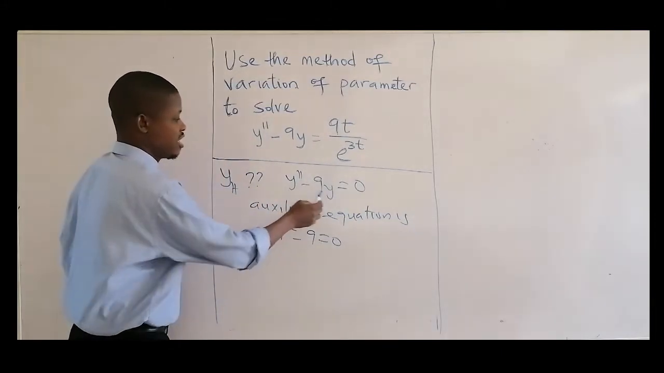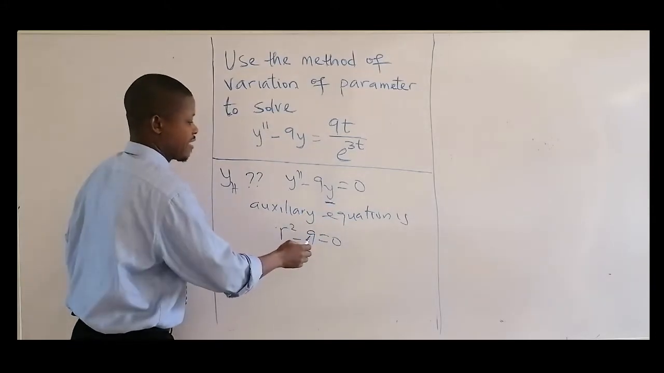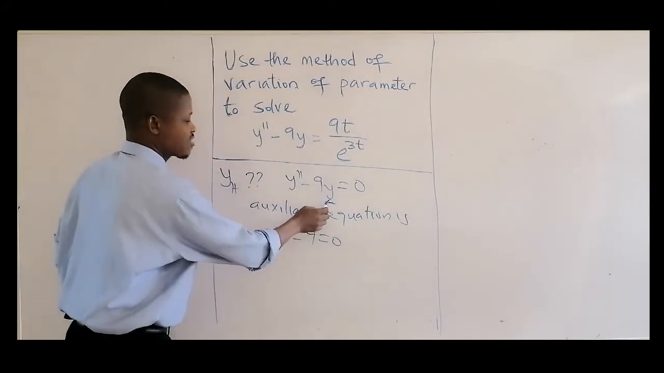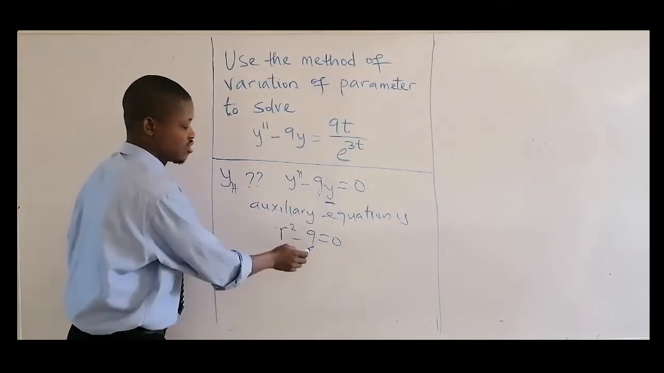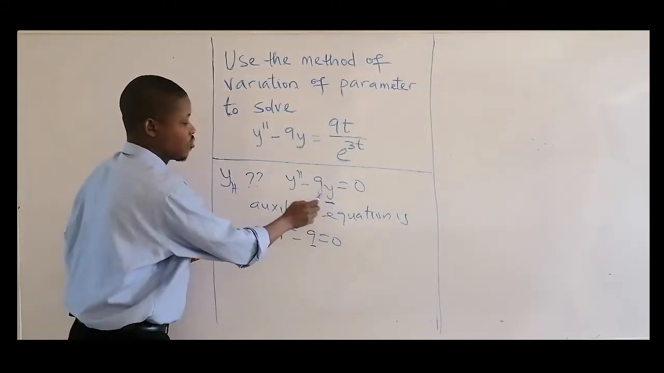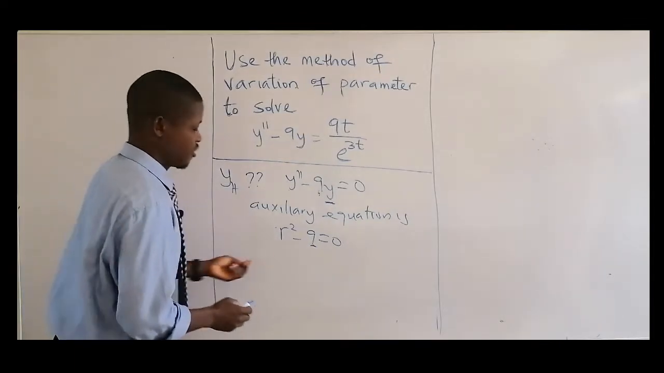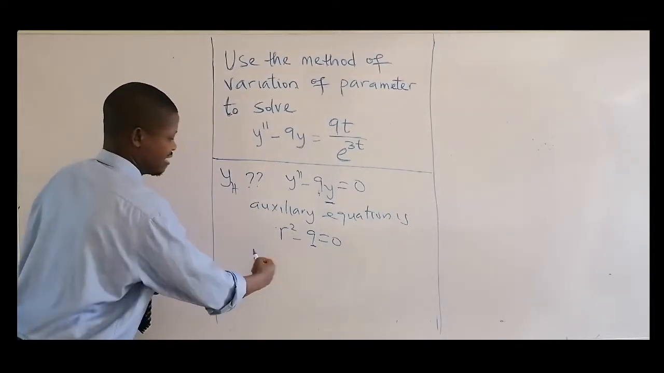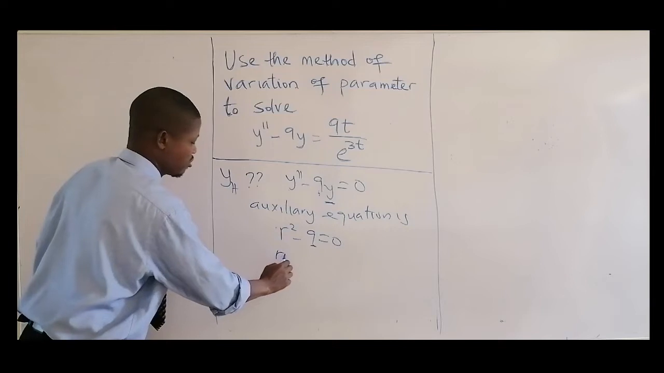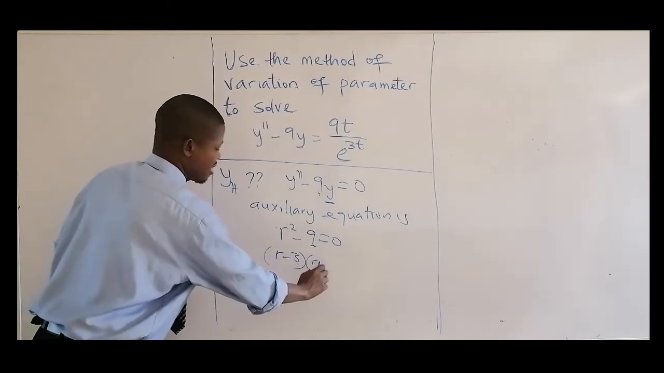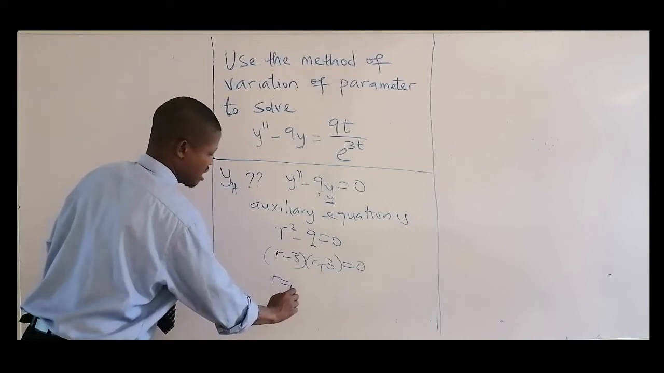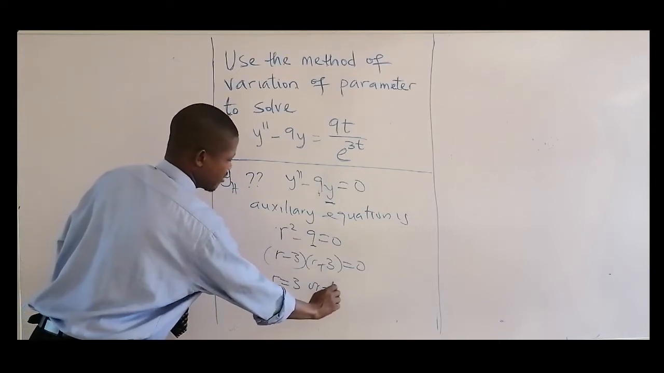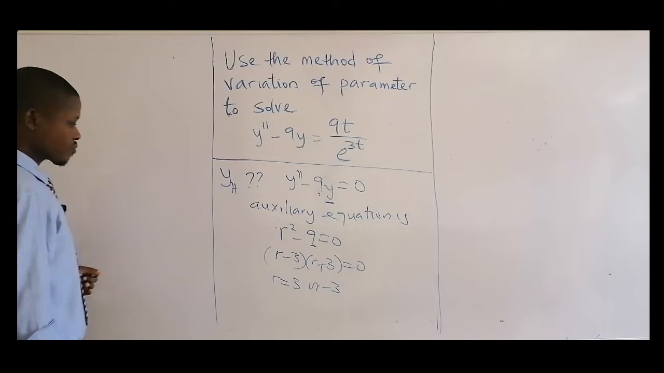Okay. Then the constant will be the attachment to the y. The one without a differentiation, that's 9. The attachment to your y is your constant for the auxiliary equation, and you can factorize this, which will be equal to r minus 3 into bracket r plus 3, equal to 0. Then r equals what? 3 or minus 3.